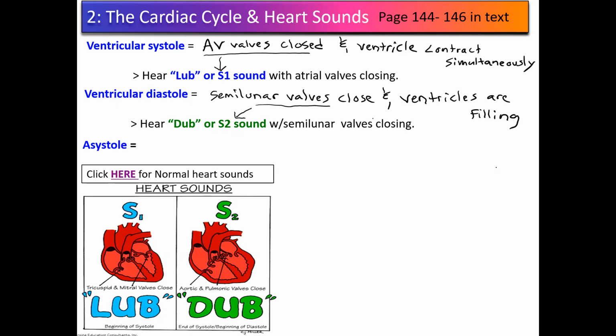When the AV, this and this valves close, and that gives you the lub sound. All right. Let's say that the mitral valve or the bicuspid valve closes a little after the tricuspid does. These valves must be closed for the ventricles to contract. Well, if this valve is not closed, still open a little bit, and the left ventricle contracts, some blood will make it into the aortic semilunar valve to the aorta, but some of it's going to back up into the left atrium because it's not getting ejected out of the heart.